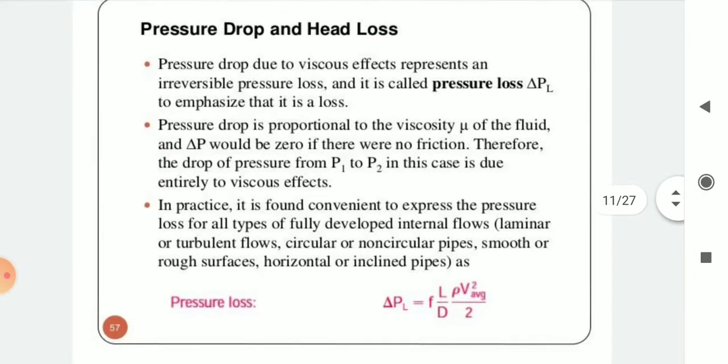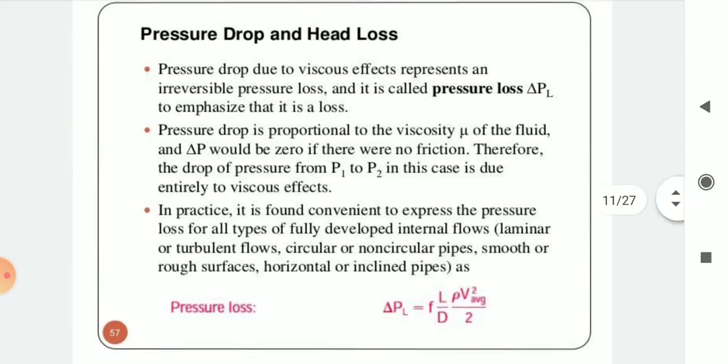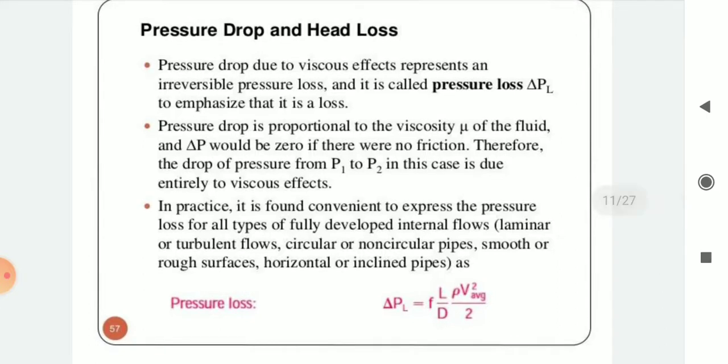Then the pressure drop due to viscous effects represents an irreversible pressure loss, and it is called pressure loss, delta P_L, to emphasize that it is a loss. Pressure drop is proportional to the viscosity μ of the fluid, and delta P would be 0 if there were no friction. Therefore, the drop of pressure from P1 to P2 in this case is due entirely to viscous effects.